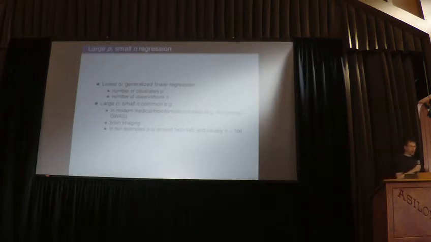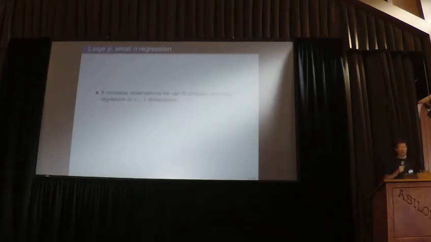So mostly the large p, small n regression has been linear or generalized linear regression. Of course, we can also go to nonlinear models, but now I talk just about these linear and generalized linear cases. These are common in modern medical bioinformatics studies: microarrays, genome-wide association studies, brain imaging. In our examples, the number of covariates is usually from 100 to 10,000, and most of the experiments we've run have had fewer than 100 observations.